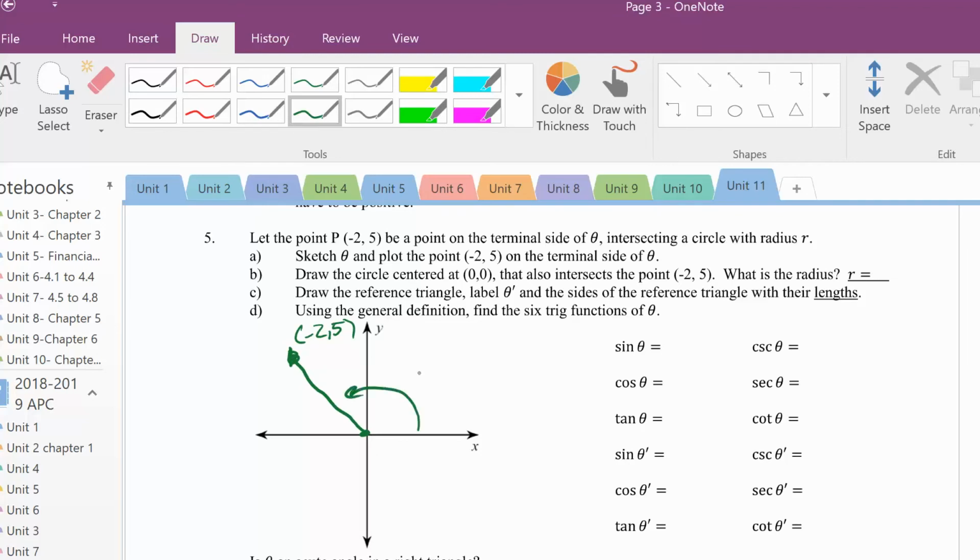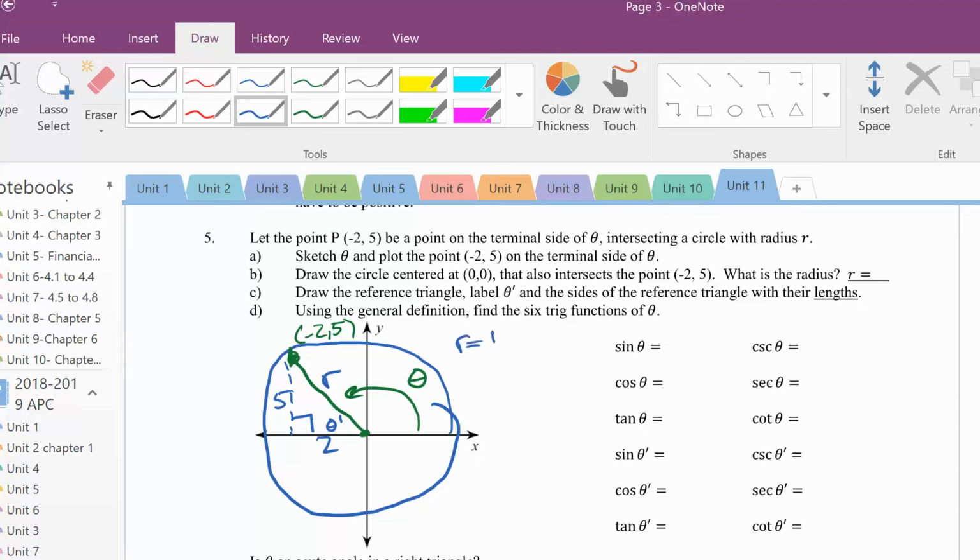So here's theta. Here's our circle. So the radius is here, and so you can draw the reference triangle, -2 and 5. So the reference triangle of 2 and 5. We'll figure in the negative later. The radius, you can take the square root of (-2) squared plus 5 squared. So the radius is 4 plus 25, which is rad 29.